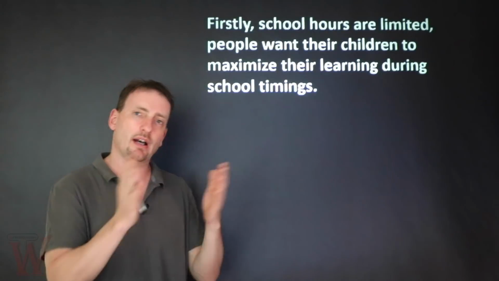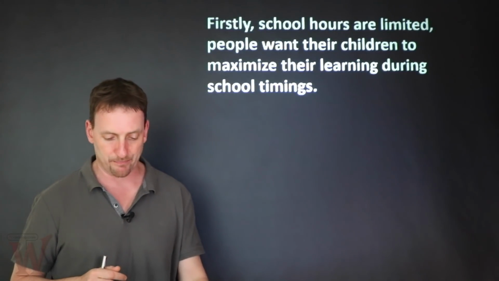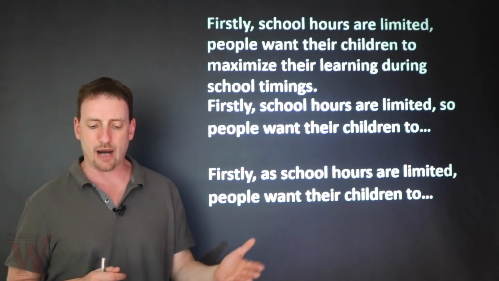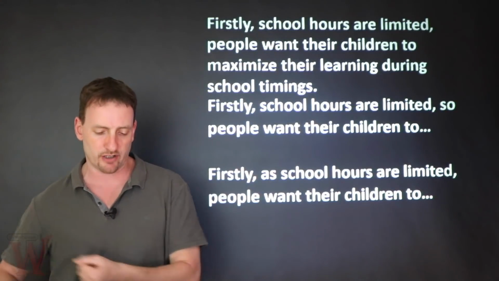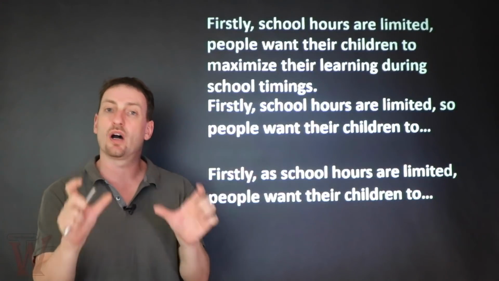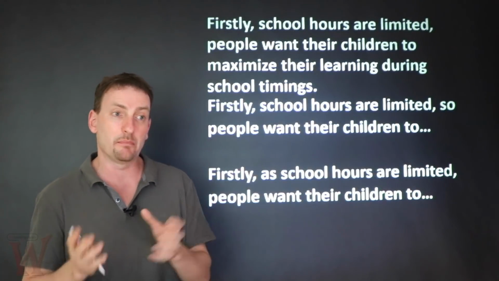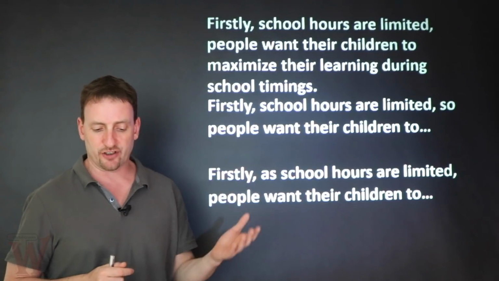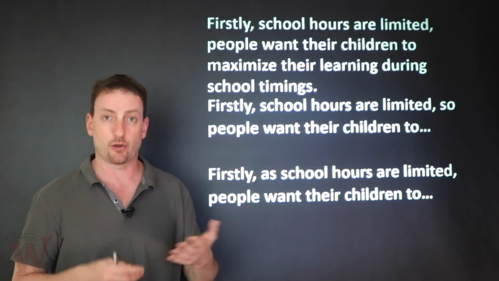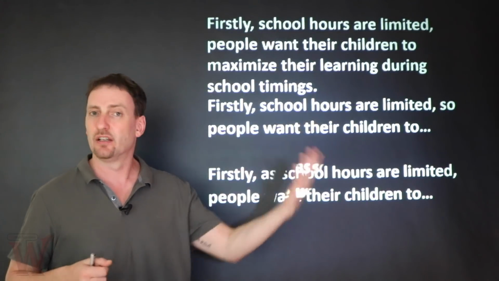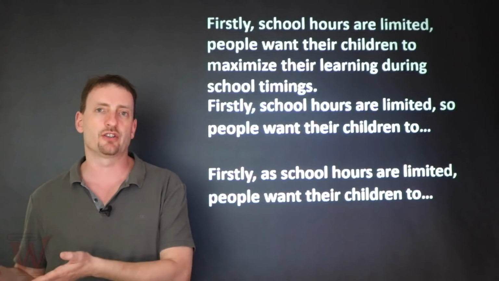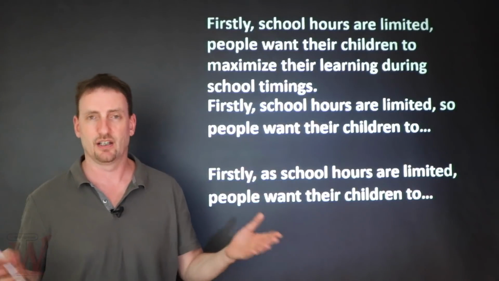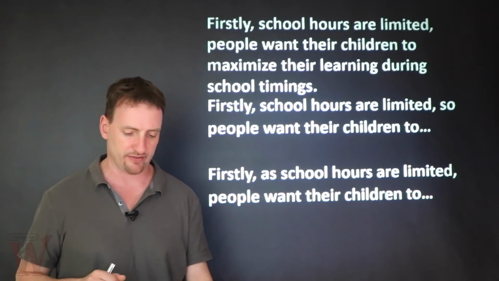Now, I want to show you other options when it comes to fixing them. So again, first option, put in the coordinating conjunctions. School hours are limited, so people want their children. Another way is take one of the independent clauses and make it a dependent clause. And that way the two can work together. Firstly, as school hours are limited, or because school hours are limited, or since school hours are limited, people want their children too. And then you have a perfectly fine sentence, and you have a complex sentence, which is, again, a little bit more points for you.